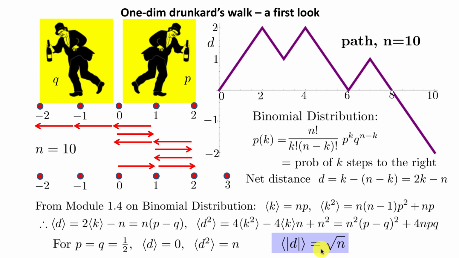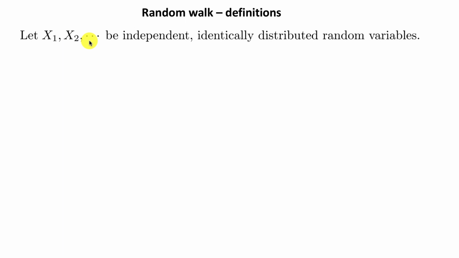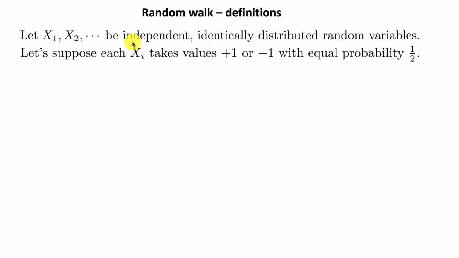Let us now look at the random walk problem a little more carefully and formally. So we will define x1, x2 to be independent, identically distributed random variables. So this is just as in the case of the law of large numbers, where we also had independent, identically distributed random variables. We will suppose that each of these random variables, xi, takes the value plus 1 or minus 1 with equal probability half. Of course, I could have made this p and this q, but let's work out the case half because there's already so much to be learned in this simple case, and I don't want to complicate things.